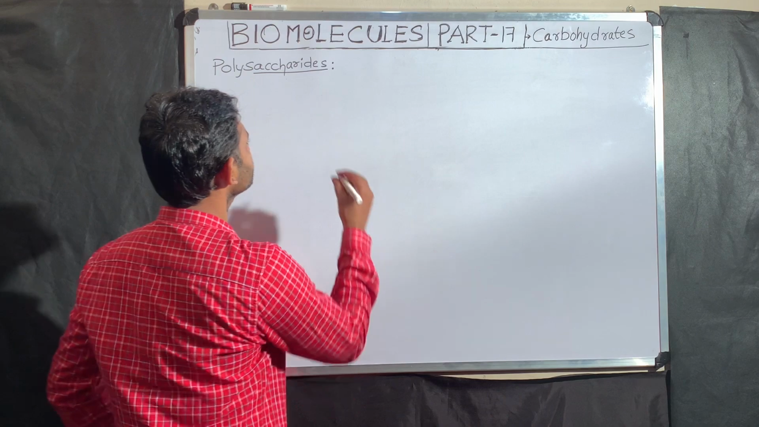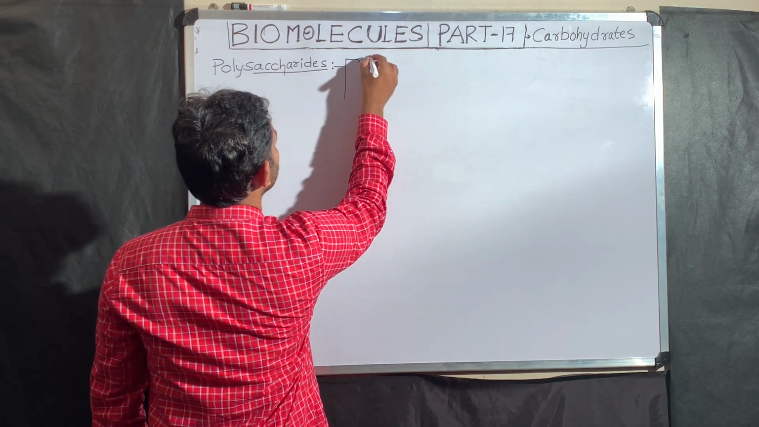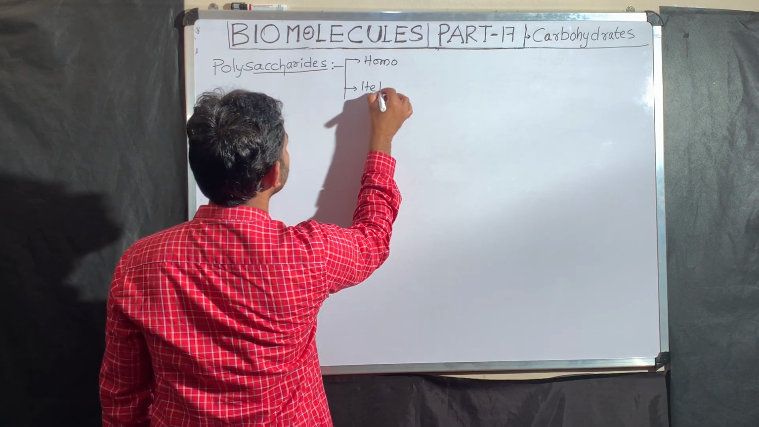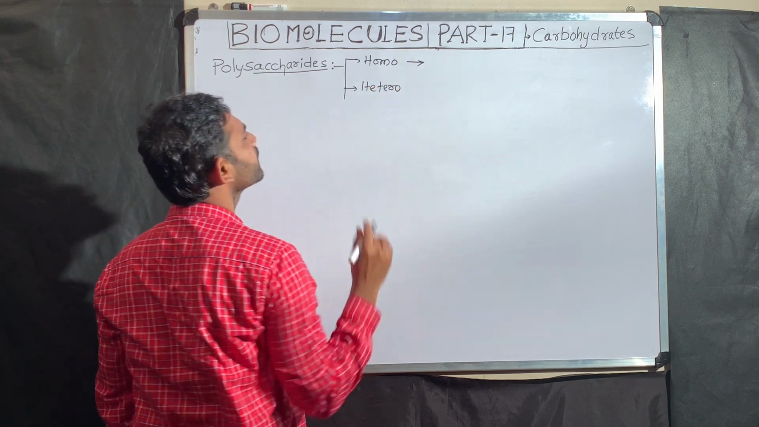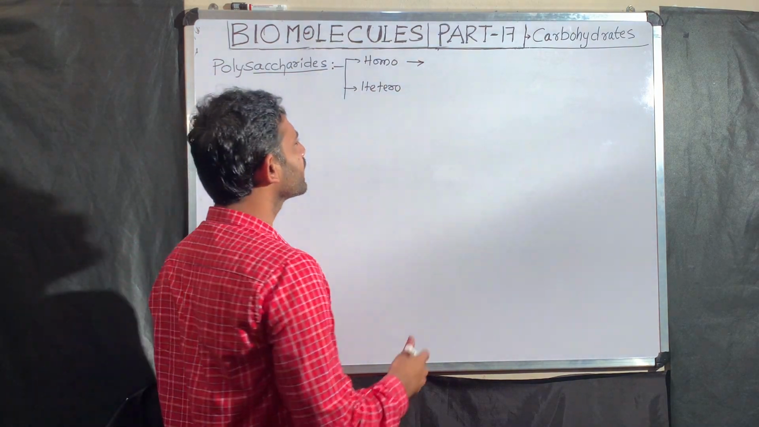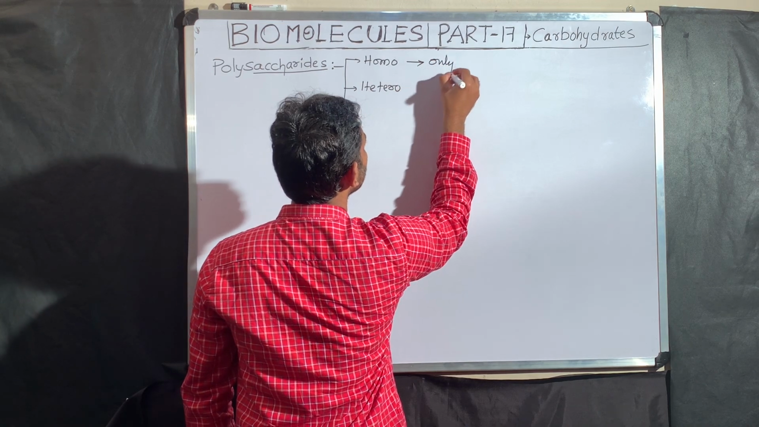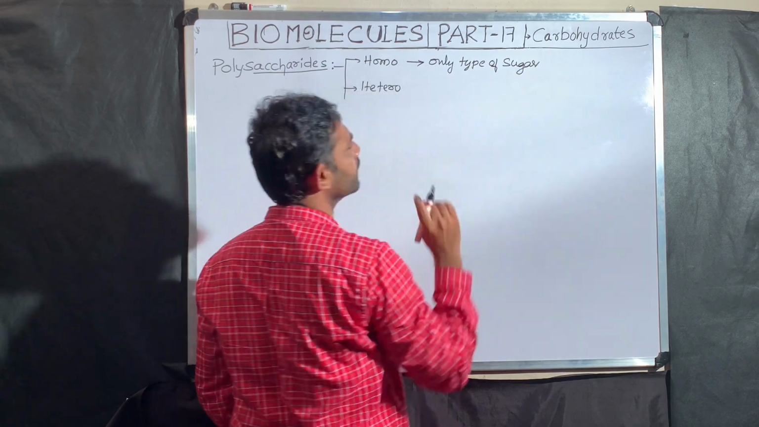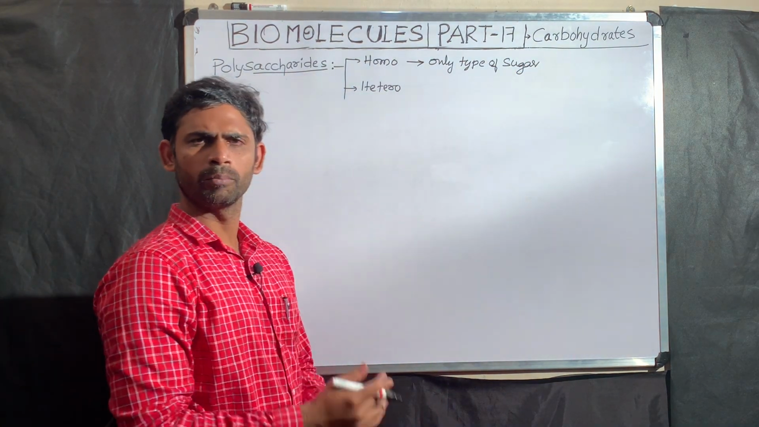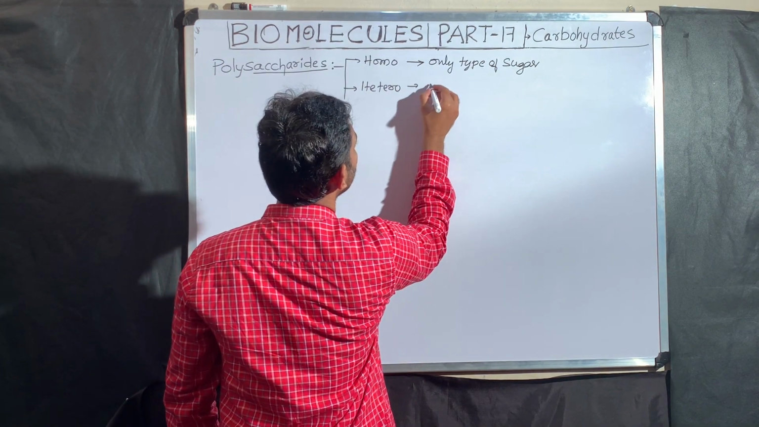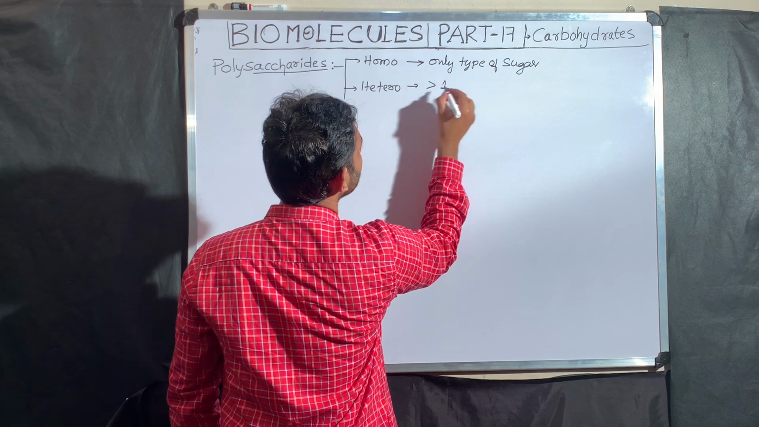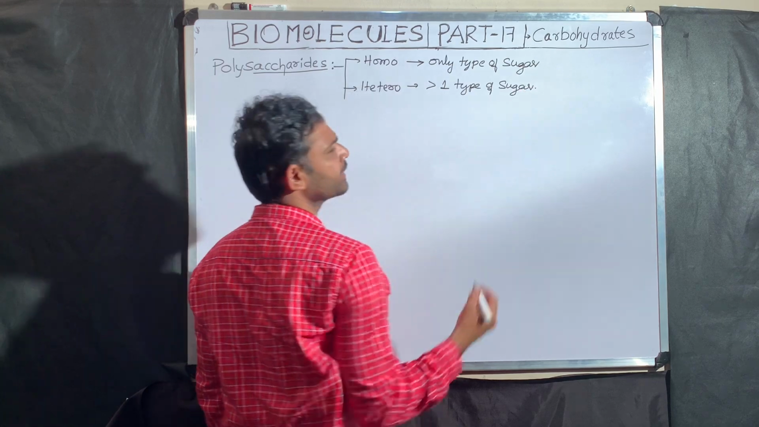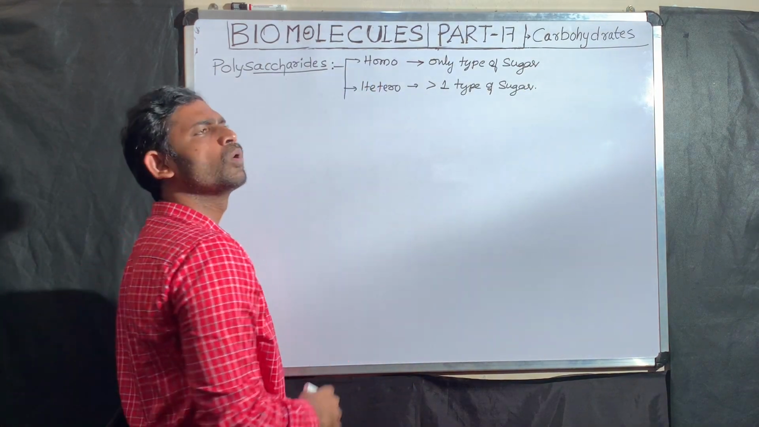Okay, these polysaccharides are actually of two types. One is homopolysaccharides, the second one is heteropolysaccharides. What is the definition of homopolysaccharide? These polysaccharides are made up of only one type of sugar or monosaccharide. Heteropolysaccharides are somewhat complex. They are made up of more than one type of sugar. You can understand. I will explain. Now first I am going to tell about the homopolysaccharides.